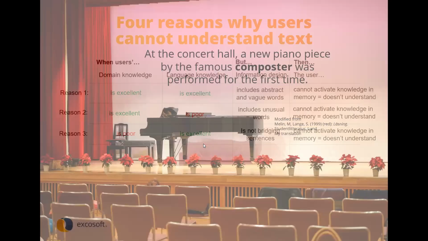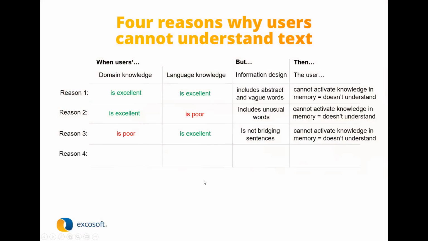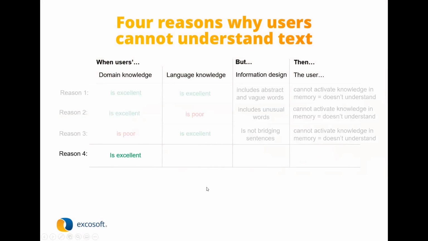I'm not sure. So the fourth example is a little bit more tricky. If we have the audience, their knowledge about the domain is excellent and their knowledge about language is excellent. But the information design includes this contradiction to their knowledge about how the world functions.